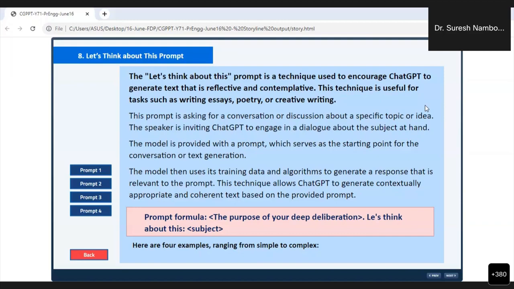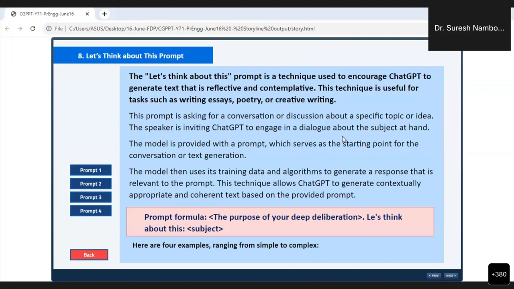If we are telling our friend, "Let us think about this," it means it is a technique used to encourage ChatGPT to generate a text that is reflective and contemplative. It will think in a reflective and contemplative way. This technique is useful for tasks such as writing essays, poetry, or creative writing. This is a very, very powerful prompt.